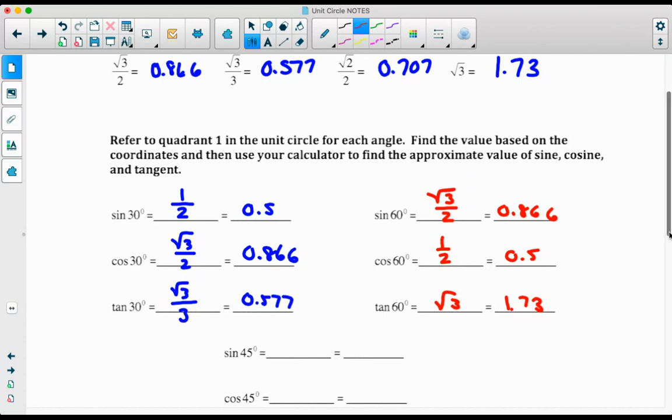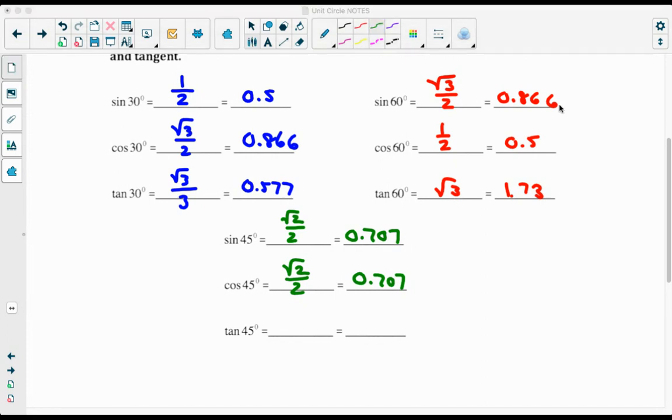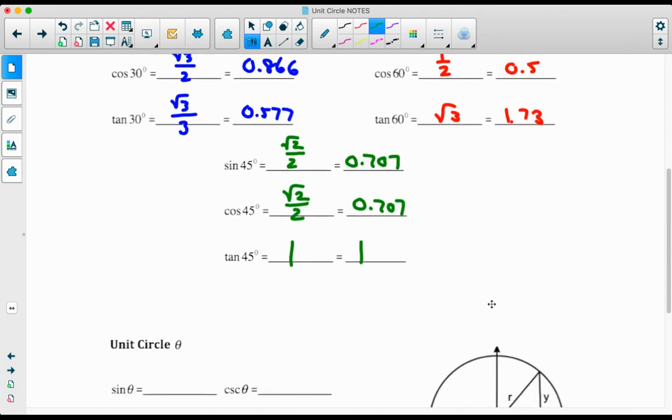All right, moving down to the 45-degree angles. This is actually the nicest one. It's an isosceles triangle. We end up with √2 over 2 for the value of the sine of 45, which is 0.707. Since it's isosceles, our adjacent and opposite are the same, so the same ratios. And then finally, anything over itself, which will happen for x and y, tangent is equal to 1, which is equal to 1. All right, very, very important we know. Not necessarily the decimal values, but absolutely those ratios and fractions you do need to be familiar with.